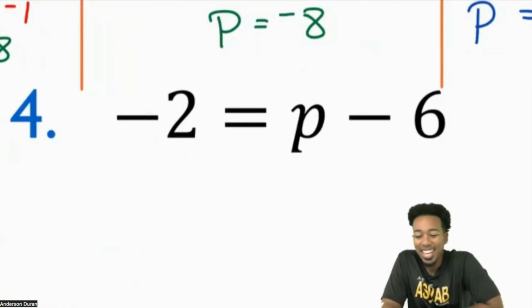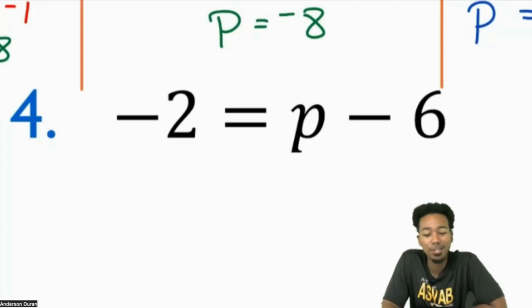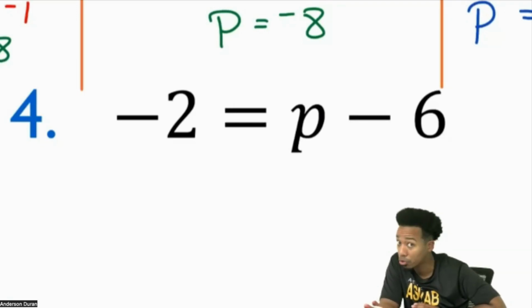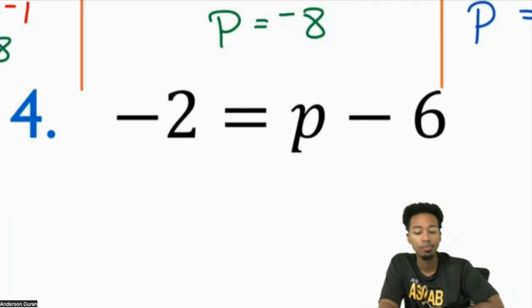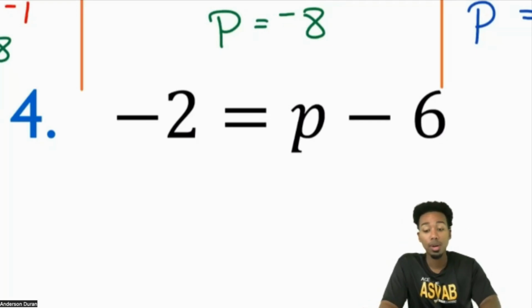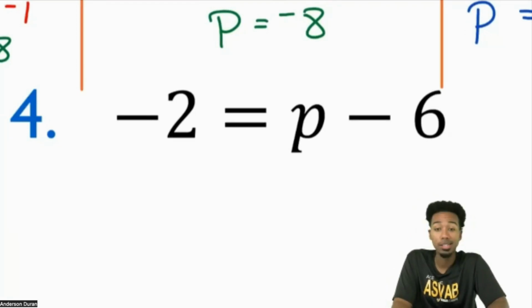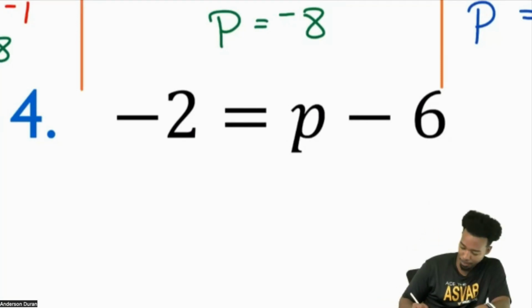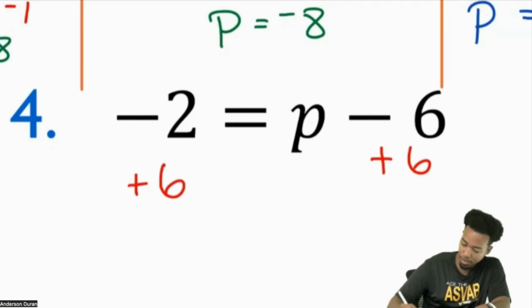Don't let me forget. So here, this last one, -2 equals P minus 6. Really, again, the process should make total sense to you, whether negatives are your strong suit or not, that's a different question. Here we're going to get that P by itself. We see P minus 6, so to get rid of that 6, you're going to add 6 to both sides. If I add 6 here and add 6 there, that cancels.